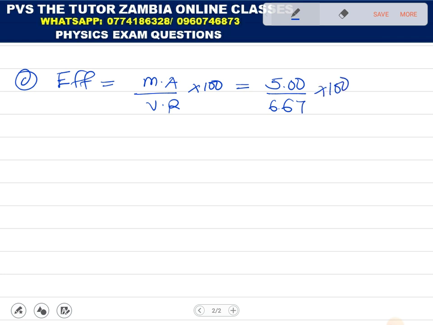So let's get a calculator. So 5 over 6.67. When you multiply that by 100, 5 over 6.67, then you multiply that by 100. So I end up having, I also leave it to 2 decimal places, 74.96%. That is the efficiency.